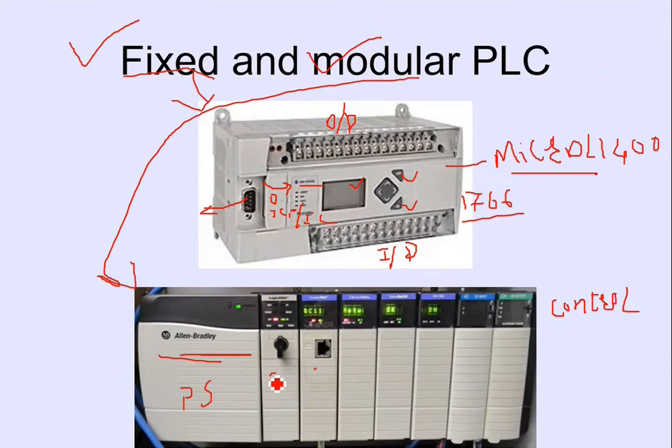This is one special card, a motion control card. Sorry, wrong. This is the CPU actually. Power supply, CPU, communication card. It can be ControlNet or TCP/IP. This is the digital input card, this is the digital output card, and these are the network cards. Network remote IOs can be possible. Analog IO cards also can be possible.